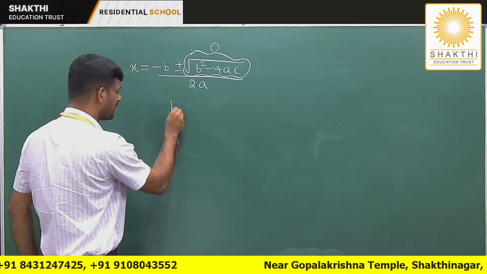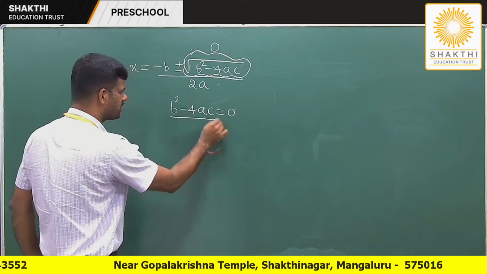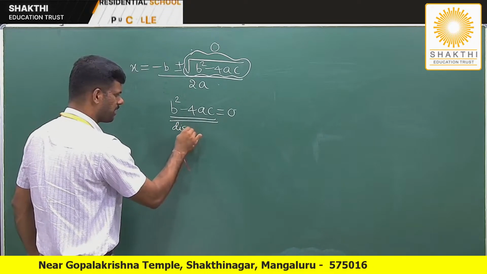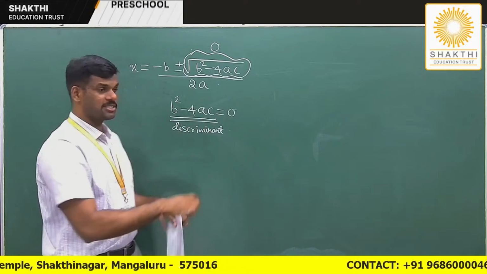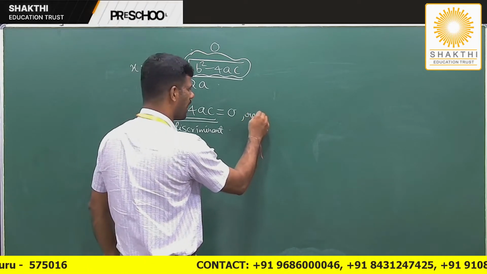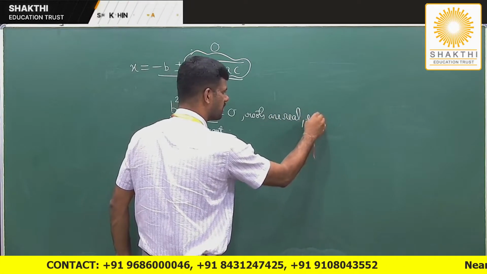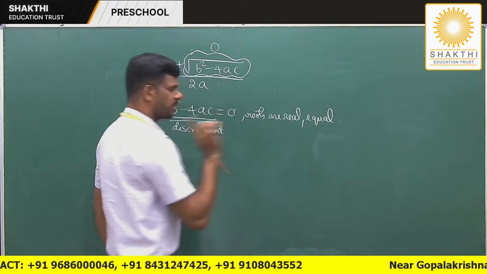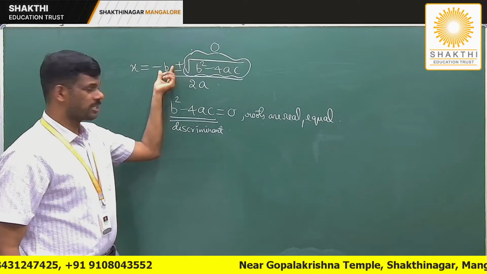So it is very clear, if b square minus 4ac is equal to 0, this is called the discriminant, and this discriminant is equal to 0. Then the roots are real numbers and also the roots are equal. This is very, very important, which means you are supposed to add 0 to it.